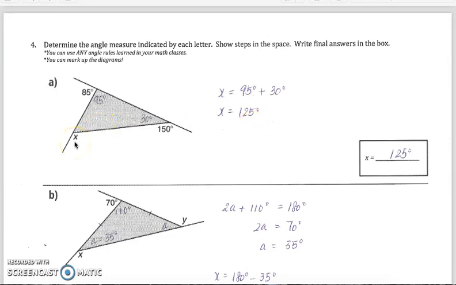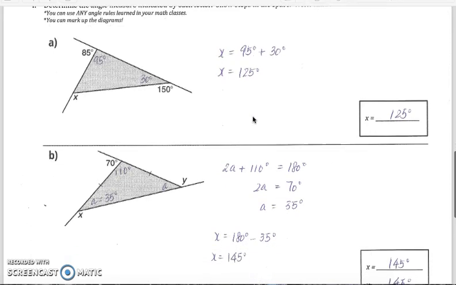To find angle x, I need to relate that to the inside angles. Therefore, I need to find 180 minus 85, which is 95 degrees, and 180 minus 150, which is 30 degrees first. I add these up using the exterior angle theorem to know that angle x is 125 degrees. Later, you're going to learn another way to find x, which might be a little quicker.